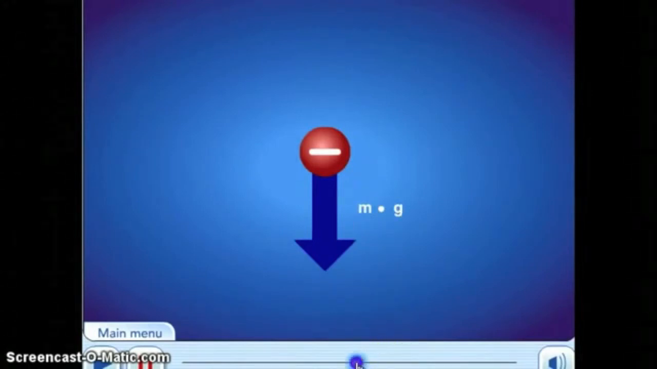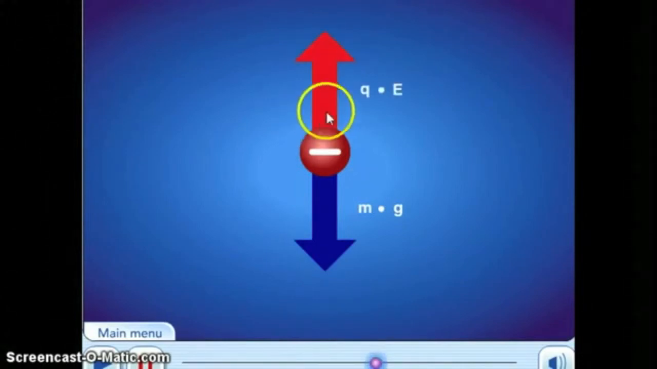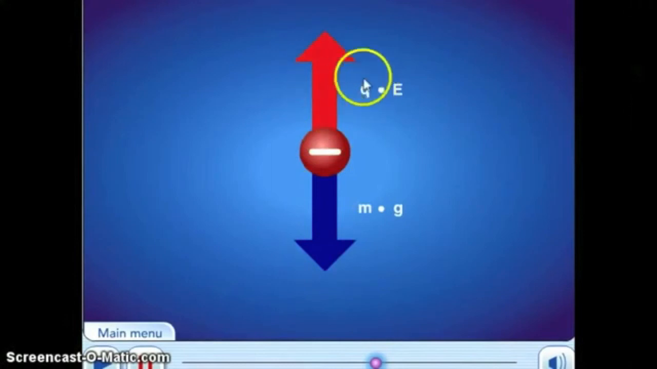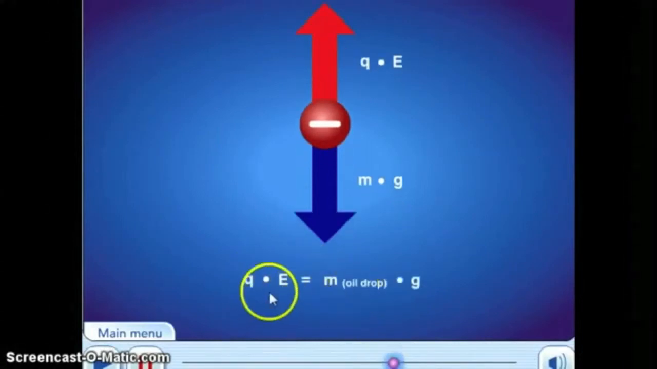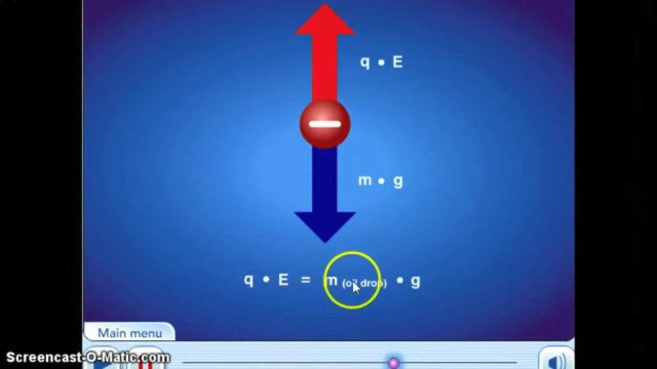Okay, now remember that when he turns on that electric field, you have this other force that counteracts the gravity force, which is the electric force. And the electric force is given by this equation, Q times E, where Q is the charge of the oil droplet, and E is the size of the electric field that's given by those two plates right there, okay? Remember that when the oil droplet is exactly suspended in the middle, the two forces are equal to each other. So Q times E is equal to M times G.